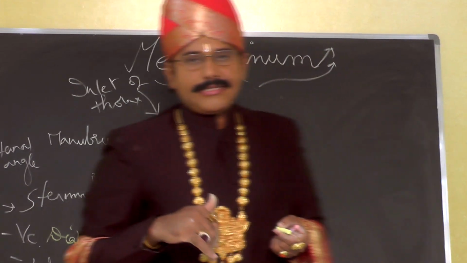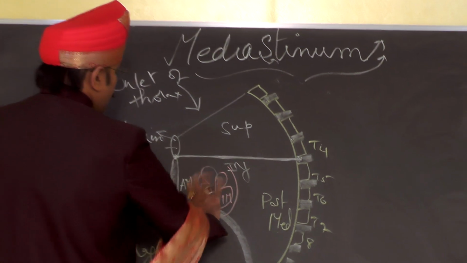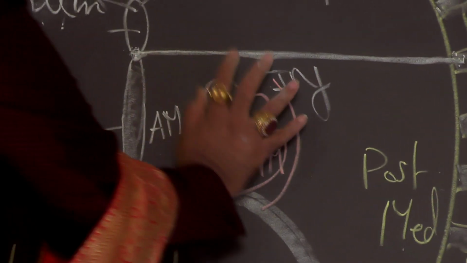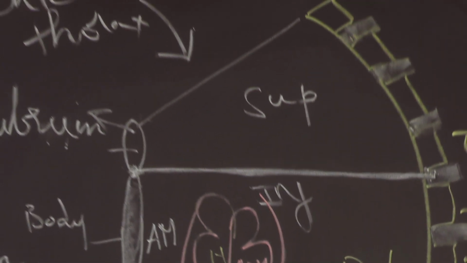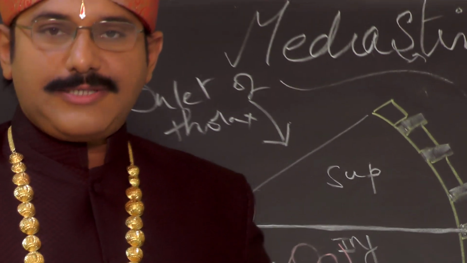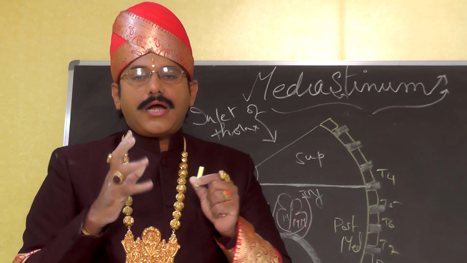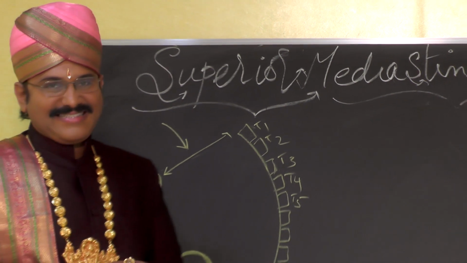This inferior mediastinum is again divided, by the presence of the heart in the pericardium, into anterior mediastinum, middle mediastinum, and posterior mediastinum. So we have three subdivisions of the inferior mediastinum because of the presence of the pericardium and heart in it. Let us learn about the superior mediastinum.